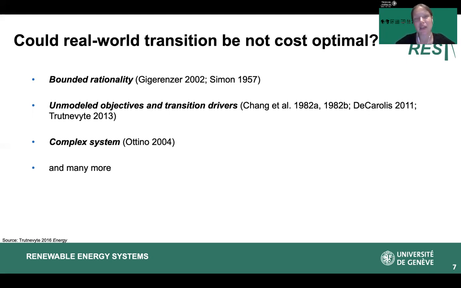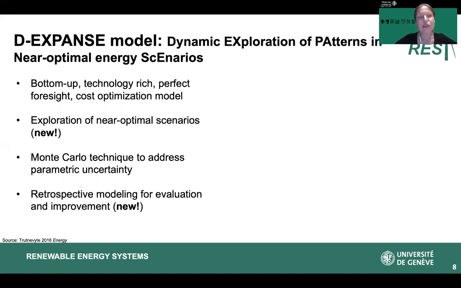This is something that we looked at through the perspective of historical modeling, historical simulation, to understand, evaluate and improve our model. In this case, I will be using the expanse model, which has the structure of a typical bottom-up technology-rich cost optimization model, very similar to many other models. In addition, it also explores near optimal solutions of the model, which I will explain later on. It also uses a Monte Carlo technique for parametric uncertainty, and in today's talk, I'll mostly focus on the retrospective application of this model as a validation approach.